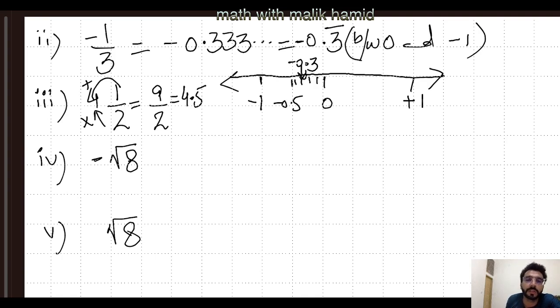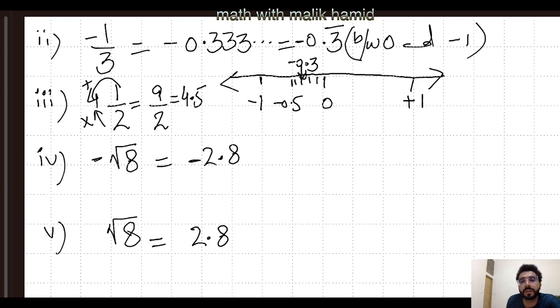It is square root of 8 minus negative square root of 8 or positive square root of 8. Simple question. Positive square root of 8, when we take it in decimal form, we get the answer of 2.8. It is minus 2.8. Simple, it is minus 2.8.